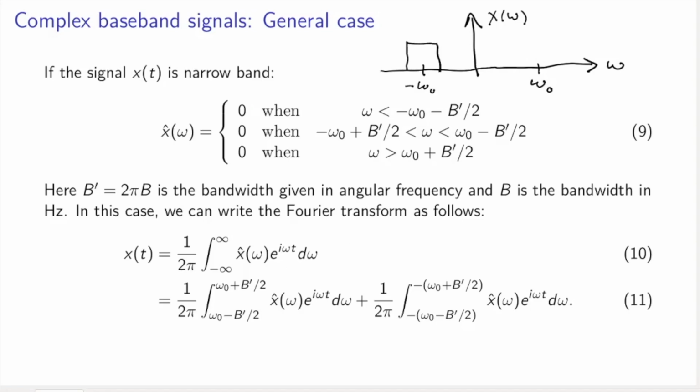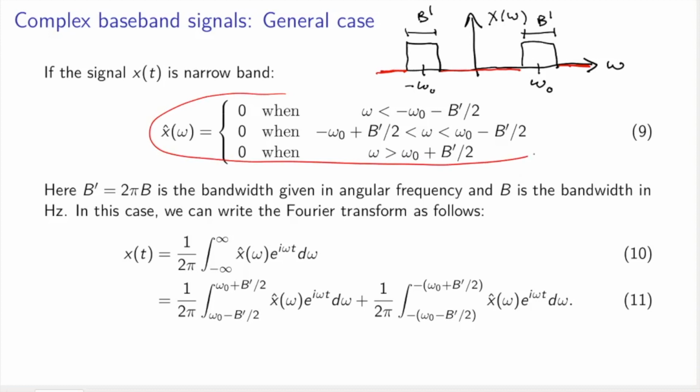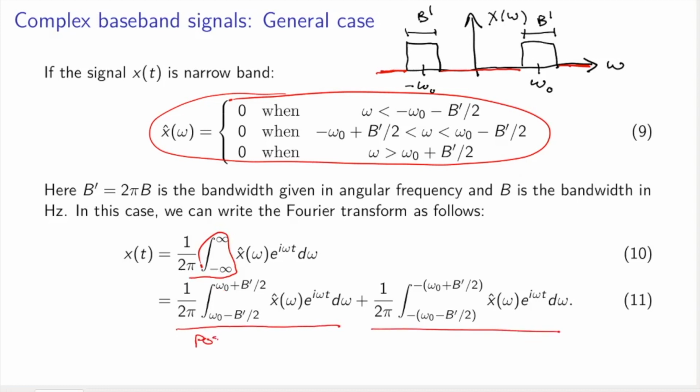Now let us assume that our signal is narrow-band spectrally. What this means is that the spectrum of the signal is zero-valued everywhere else except a narrow range of frequencies. When the signal is narrowband, we can rewrite the inverse Fourier transform representation of x of t using finite limits. So instead of infinite limits, we can express it as 2 finite limits: positive frequencies and the negative frequencies.